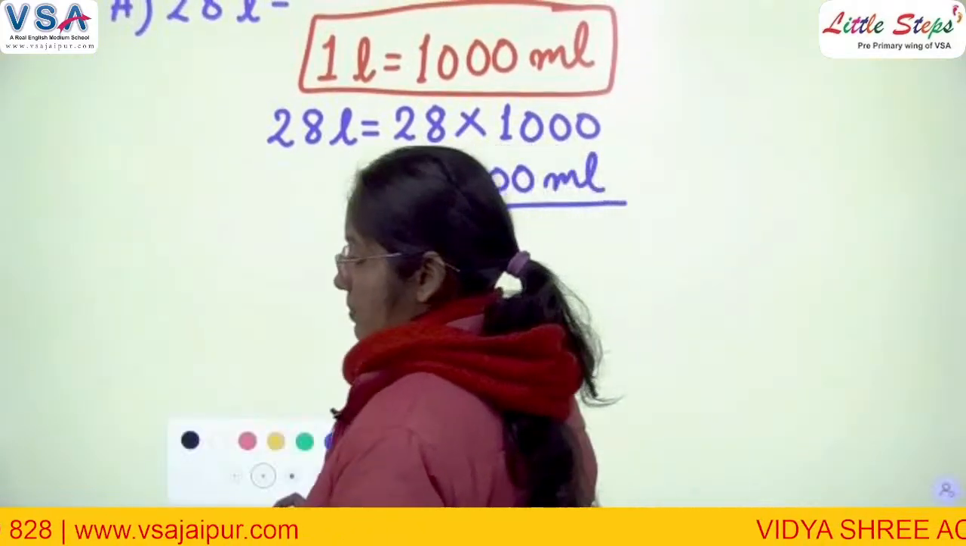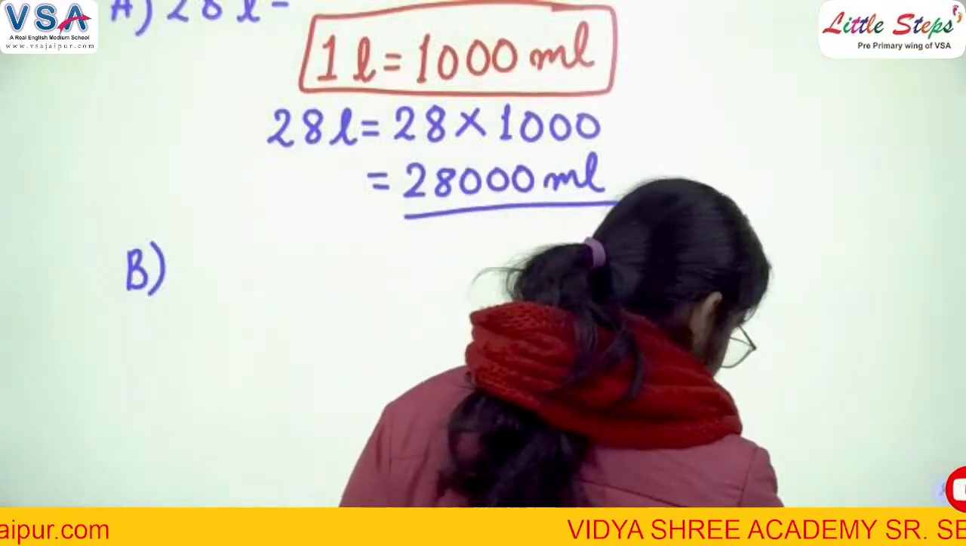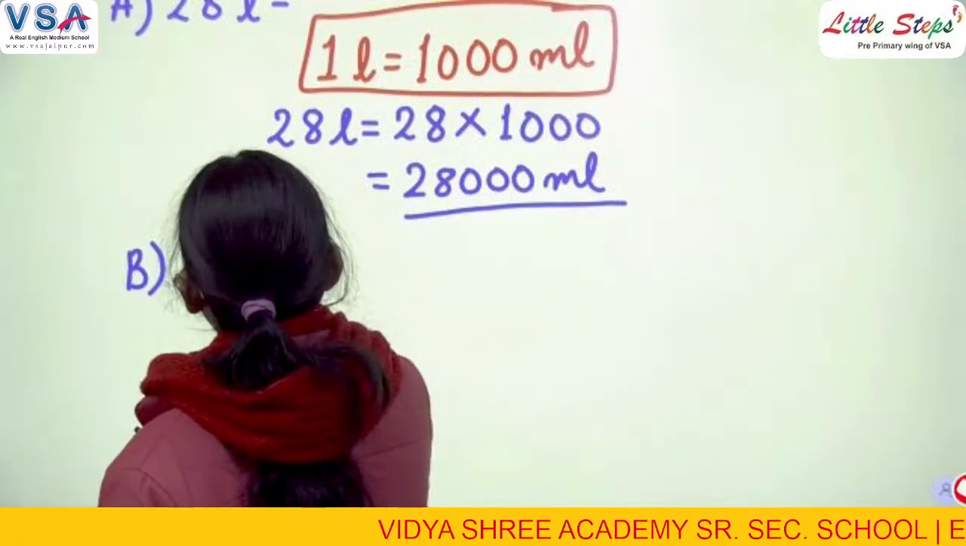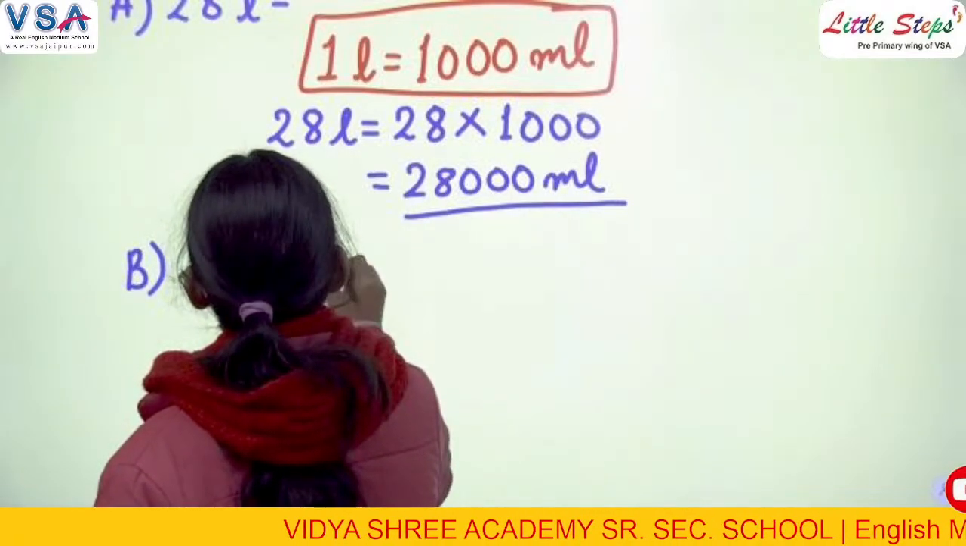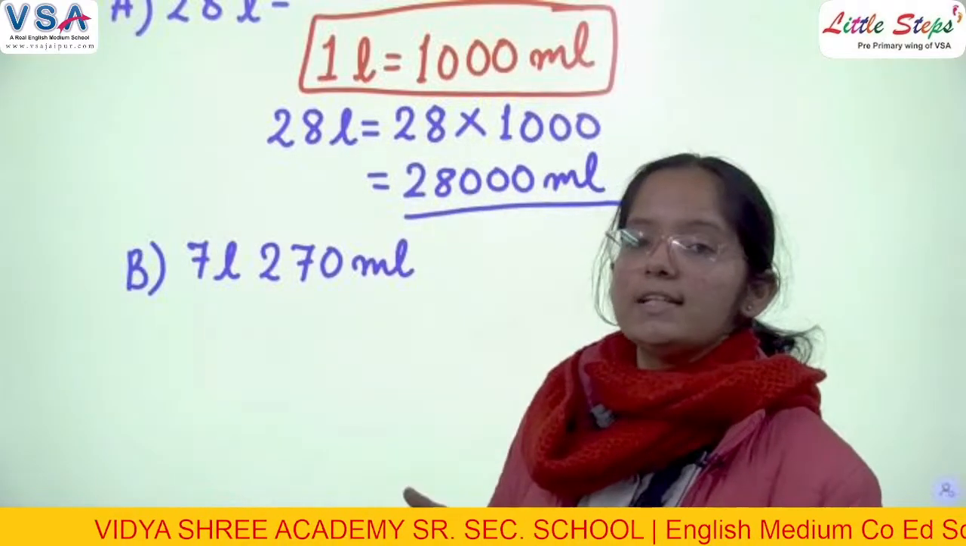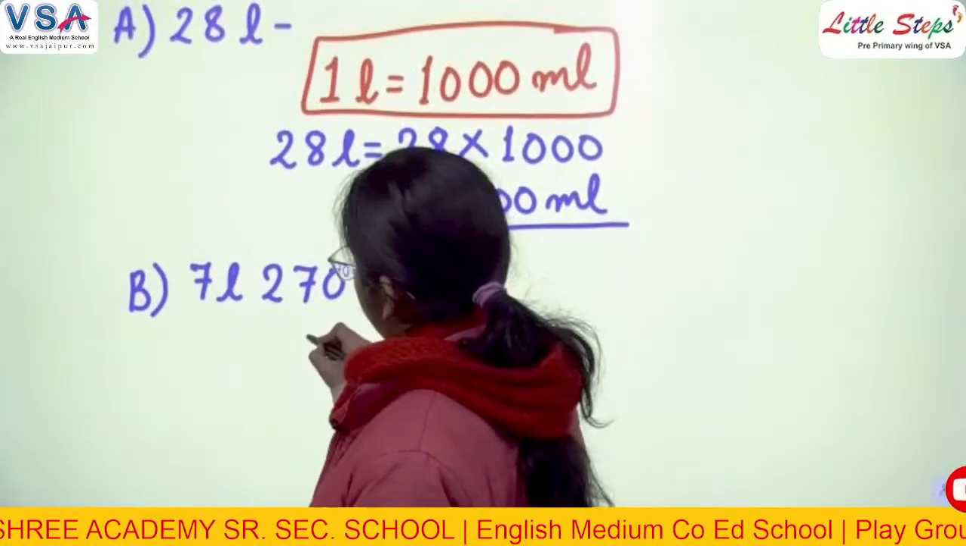And the B option is 7 liters 270 milliliters. Again, we know the basic thing that 1 liter is equal to 1000 milliliters, right?